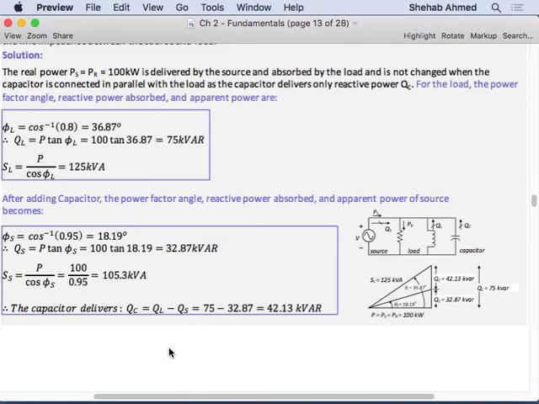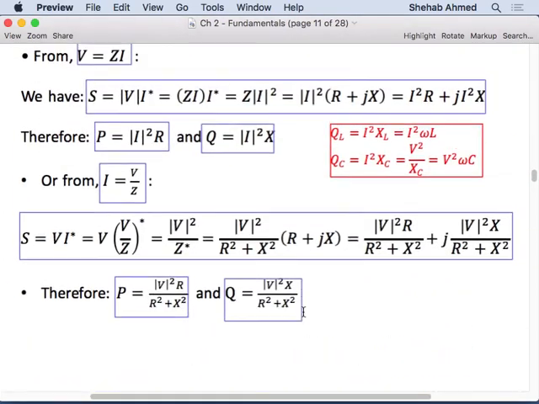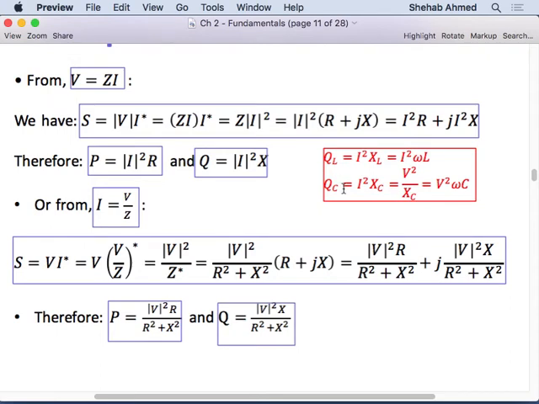So, any questions on this example? What's the next thing that I can ask on this example? Exactly. What the value of the capacitor I can add. So, you have QC is equal to 42.13. You can go back to the equations that we have here. QC is equal to V squared over XC, or V squared times omega C. So, if you know your frequency and you know your voltage level, then you can calculate the capacitance in that case. Really, that's it.